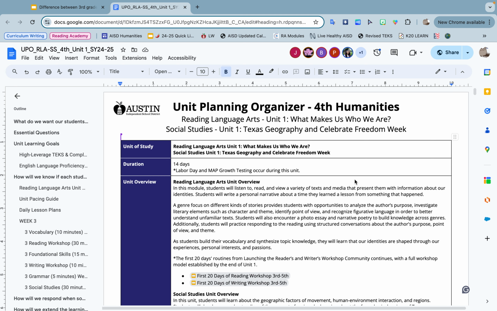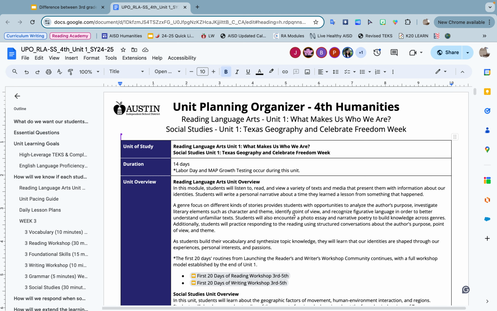Through 5th grade teachers, to part 6 of our learning series on Unpacking the Unit Planning Organizer for the Reading Language Arts and Social Studies block. Today's section will focus in on the Social Studies block. Like in the previous videos in this series, we're going to start with looking at the Unit Planning Organizer.